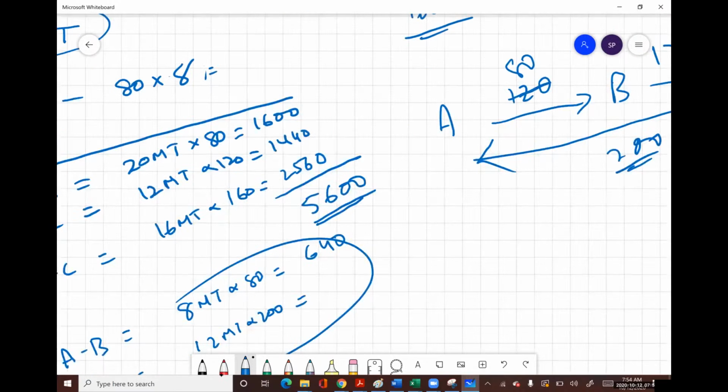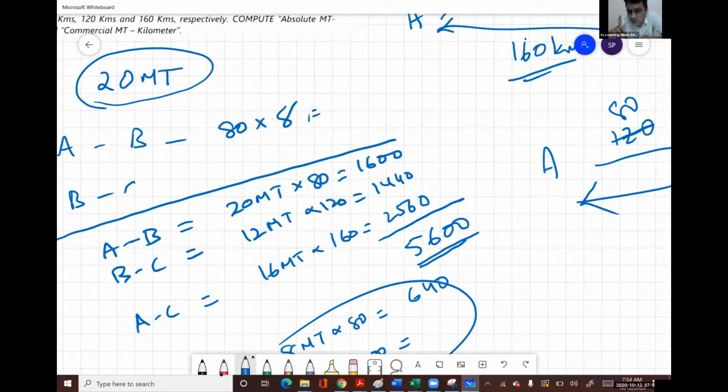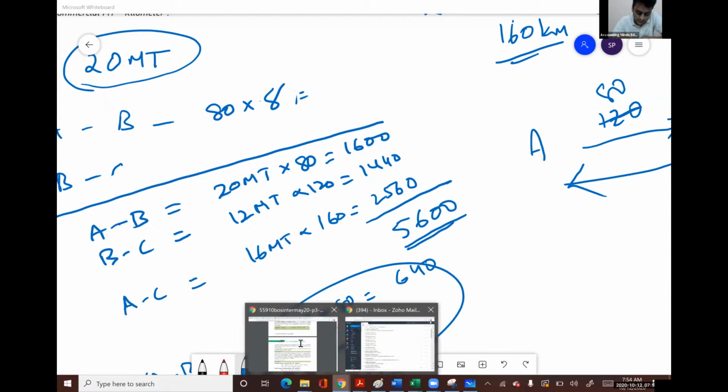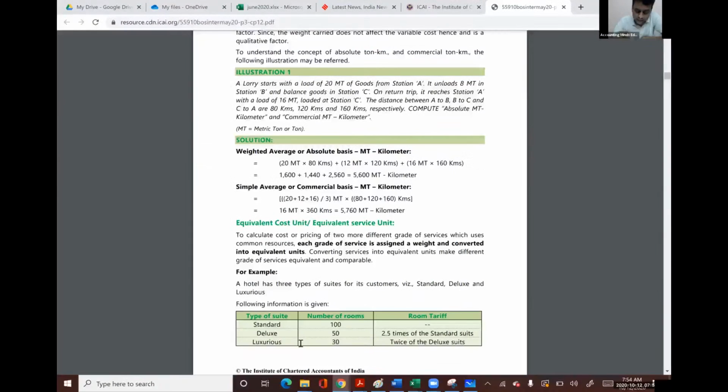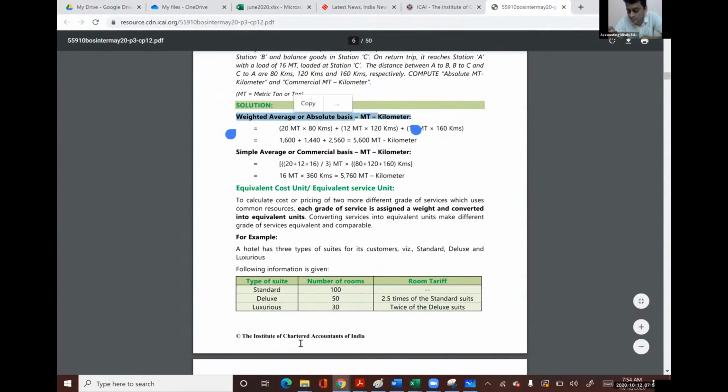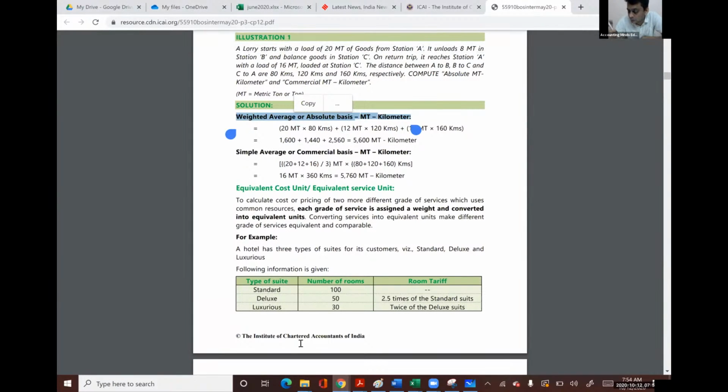So it is 5,600. 5,600 is what? Metric ton kilometer. Metric ton kilometer is what is called the weighted average basis. Okay, so this is not the weighted average. This is the basis for calculating cost based on weighted average.